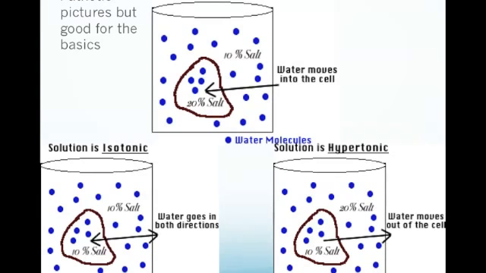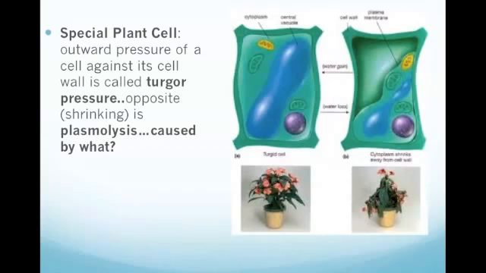So the water wants to move into the cell. And you can also think of it as where salt goes, so goes water. So in the other picture, you have a solution that is hypertonic and water is moving out. And there's also the isotonic, which has equal amounts, so water moves in both directions and it's not moving more in or out. An example of these osmotic solutions is found in a plant cell.